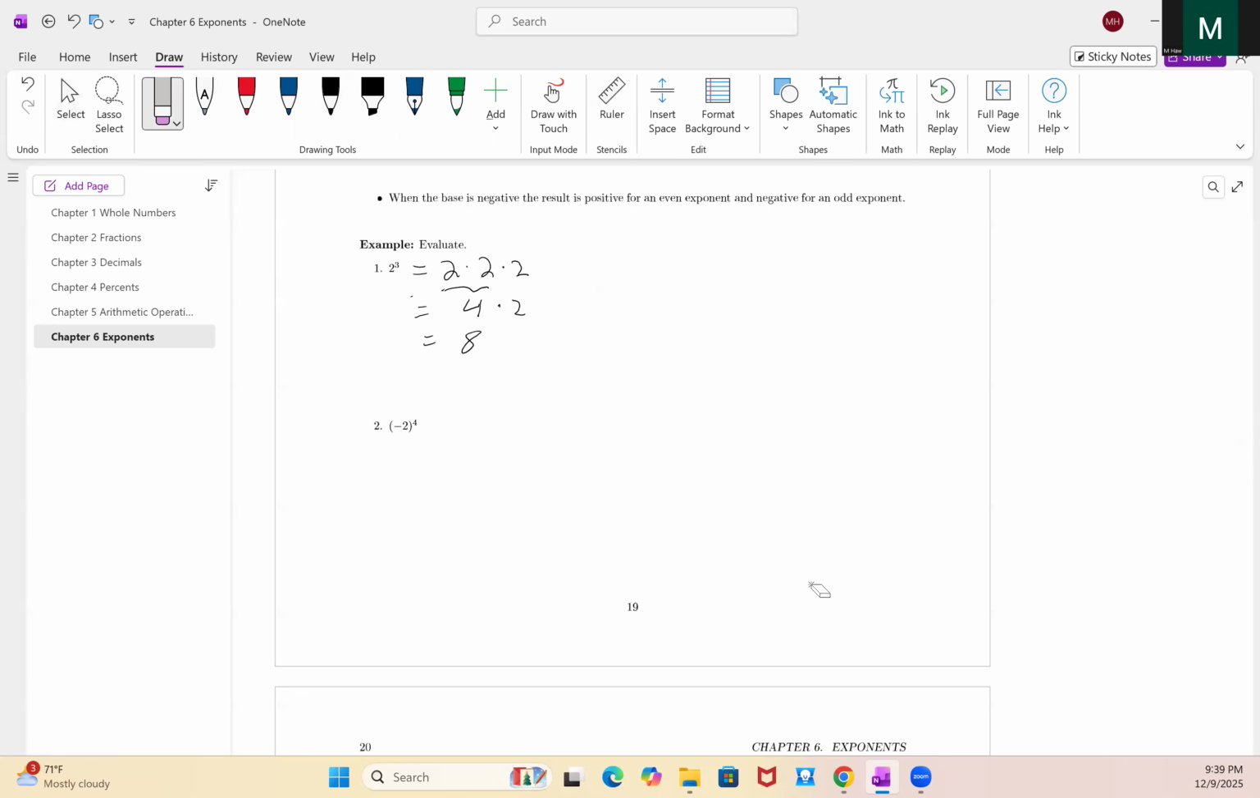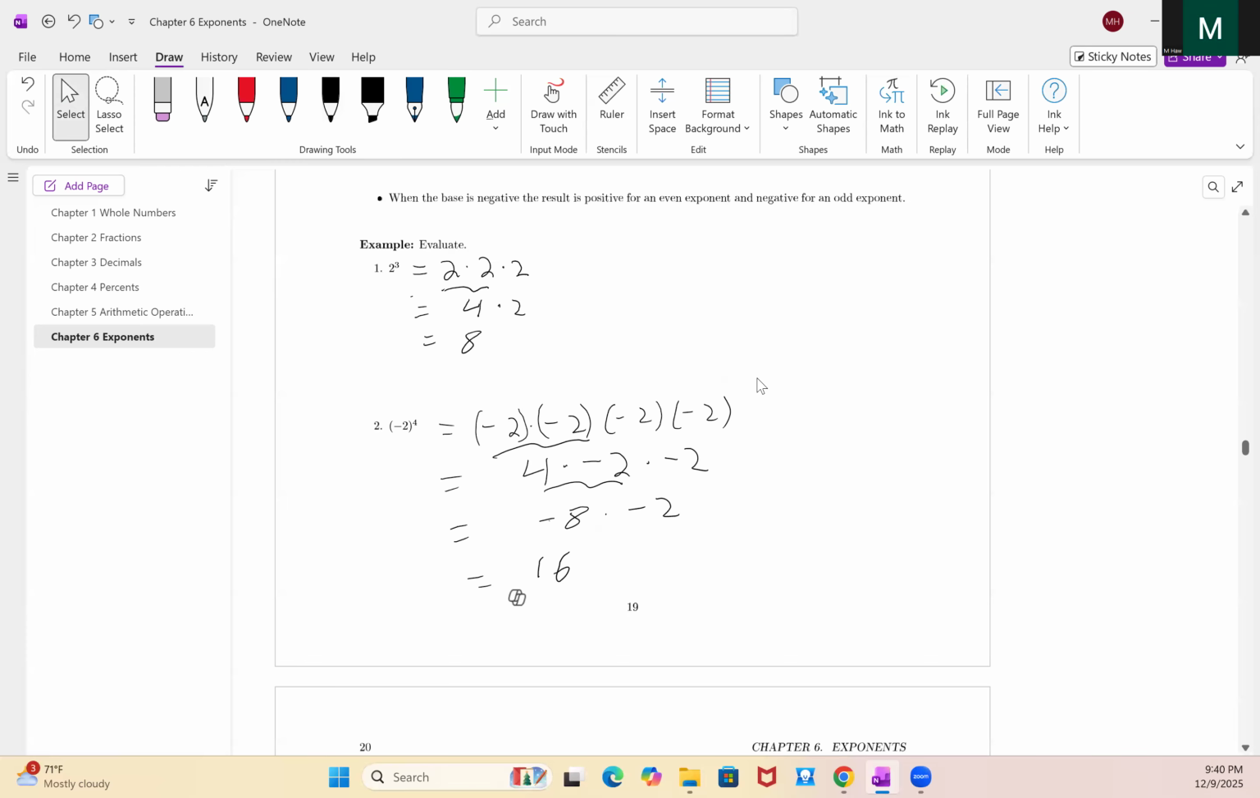Now we have negative 2 to the power of 4. This means we're multiplying negative 2 times negative 2, so we can put it in parentheses: negative 2 times negative 2 times negative 2 times negative 2. Negative 2 occurs as a factor 4 times. Negative 2 times negative 2 is 4. 4 times negative 2 is negative 8. Negative 8 times negative 2 is 16.